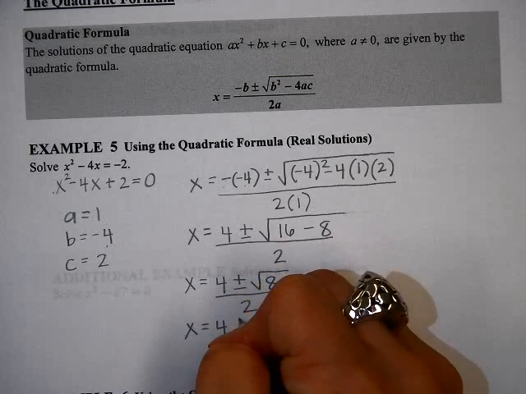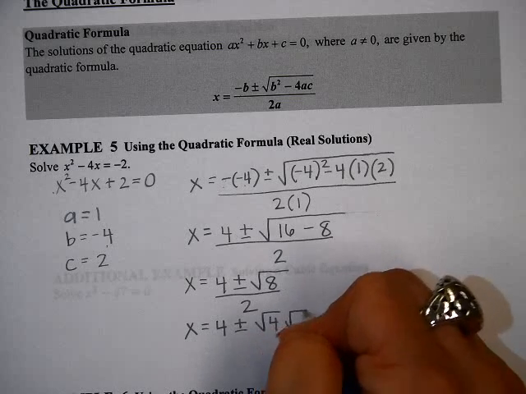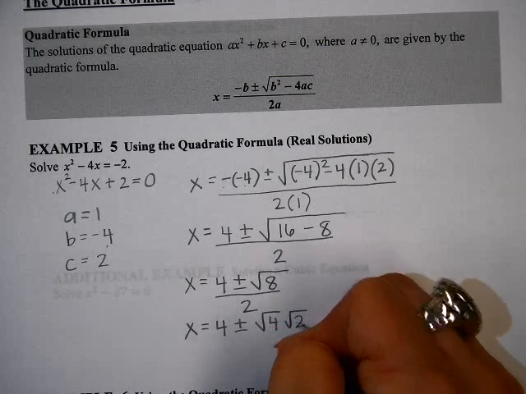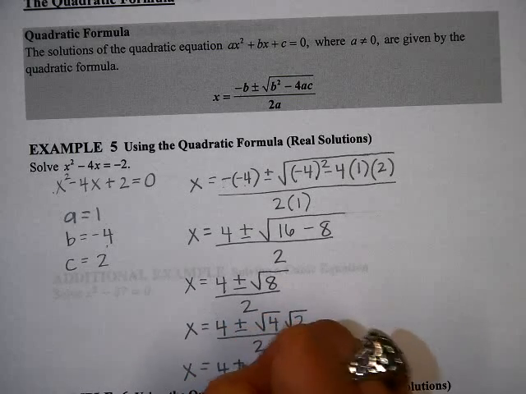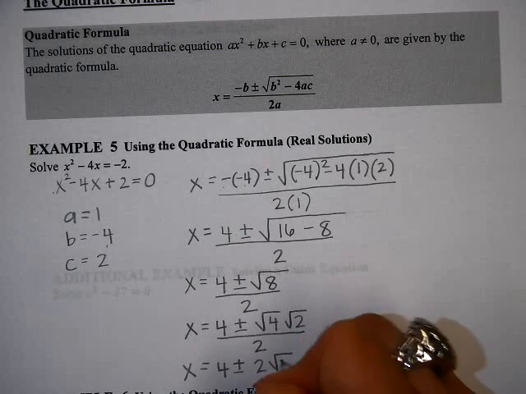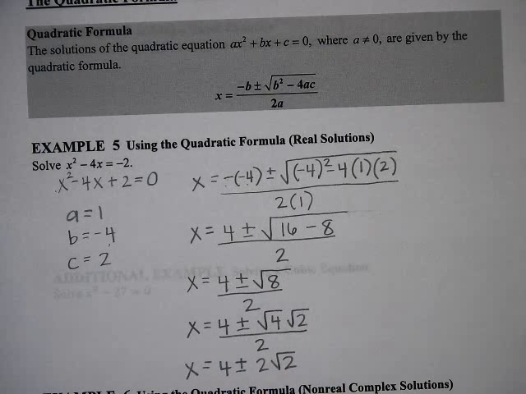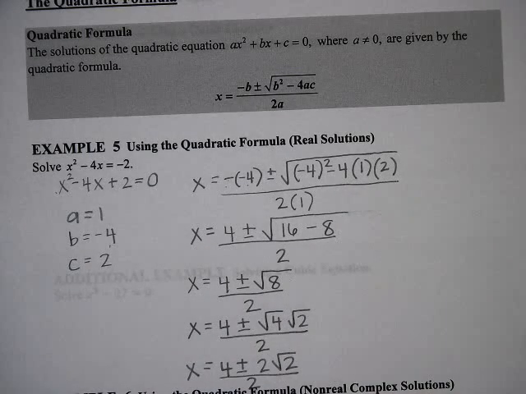So you will get x equals 4 plus or minus the square root of 4 times the square root of 2 all over 2. And the square root of 4 is 2. So you get 4 plus or minus 2 square root of 2 all over 2. Now remember that you will simplify this fraction just like we have done in the previous section.